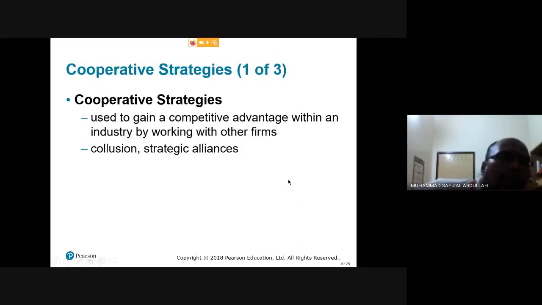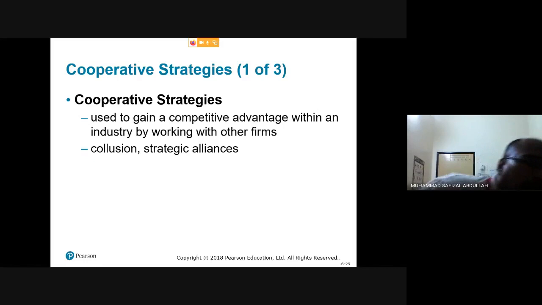Okay, last part of this chapter is cooperative strategy. Okay, class, we are done with the first strategy. There are two main strategies: competitive strategy and cooperative strategy. Competitive strategy, we are done. To recap, we have cost leadership, differentiation, and focus strategy. You must know those three. Then we move on to the cooperative strategy.